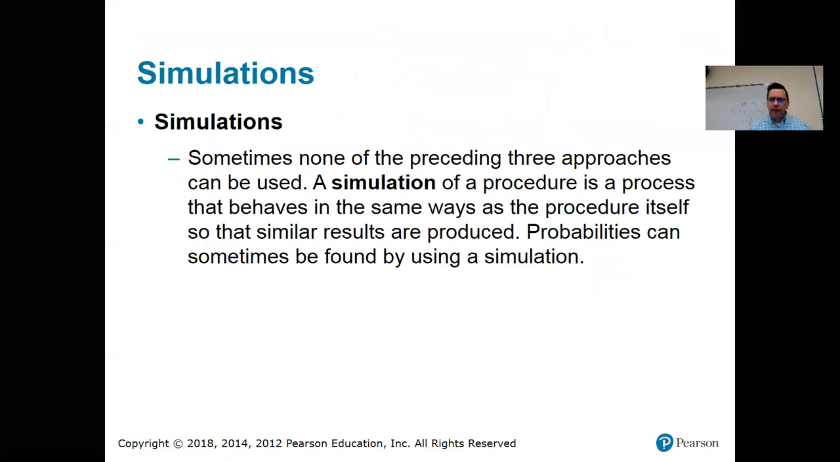Okay, and then when all else fails, and we're not going to talk about this, this is the last section of chapter 4. Sometimes none of the preceding 3 approaches can be used. I was going to use this once for a problem that I found interesting, and then I just never got around to it. A simulation of a procedure is a process that behaves in the same way as the procedure itself.